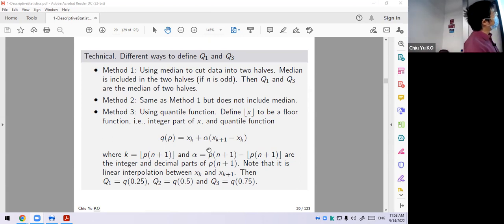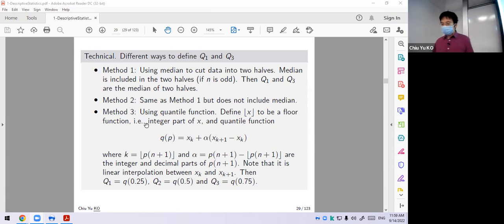So just to remind you, focus on method 1 and method 2. Method 1 is to cut the data into 2 halves. If the median is in the data, you include it. Method 2 does not, okay? So let me show you an example before I go to the more complicated version. The method 3 we will be using looks crazy, but this is the one that you can find in Excel. So that's why method 3 is the thing we focus on.